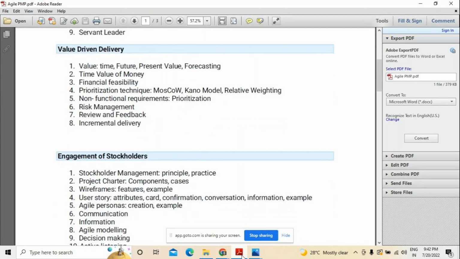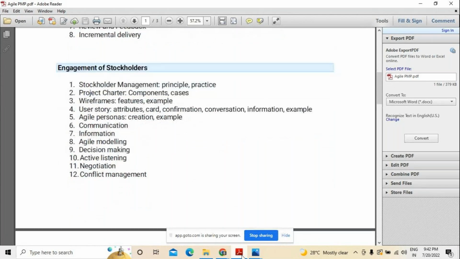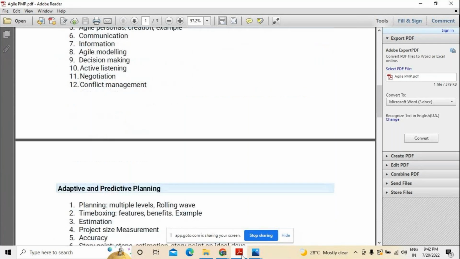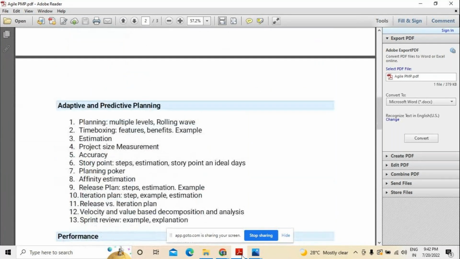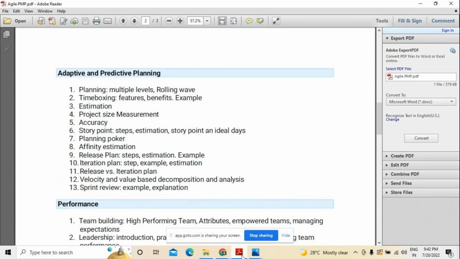Next, engagement of stakeholders, anyway, nothing to do with that. Conflict. Next, wireframes. Are you aware of these wireframes and all that? Okay. Next, adaptive predictive planning. In this, of course, we have already covered. Definitive estimation, I think this is important as of now in the present condition of the PM. So this definitive estimation, we focus more on it.